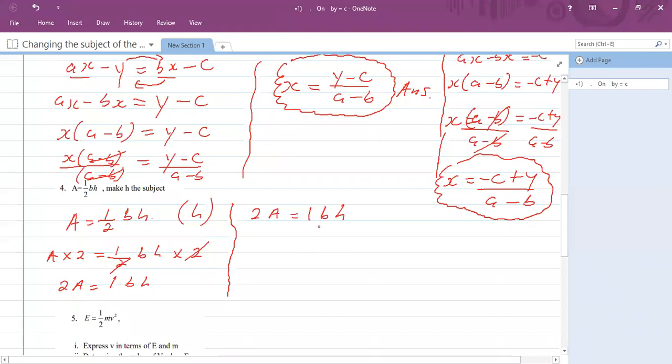Divide both sides. We get rid of the what? The B. H the subject. So we have to get rid of the B. What's the B doing to the H? Multiply. What's the opposite of multiply? Divide. So that being 2A over 1B is equal to H. To the left, H is equal to 2A over B. Follow?